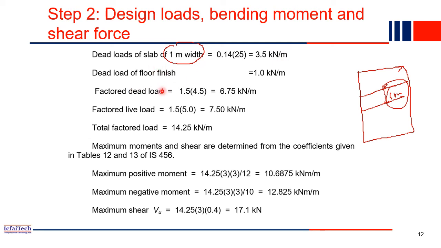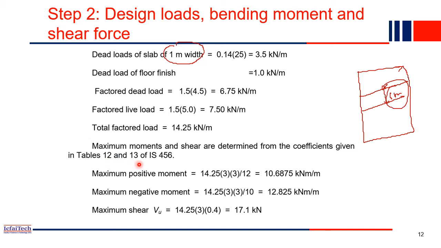The dead load from the floor finish is given as 1 kilonewton per meter. The total factored dead load is 3.5 plus 1, which is 4.5, multiplied by 1.5, the factor of safety, so 6.75 is the factored dead load. The factored live load is given as 5 kilonewton per meter multiplied by 1.5, the partial safety factor, which is 7.5. So the total factored load is live load plus dead load, 14.25 kilonewton per meter, acting on this beam.